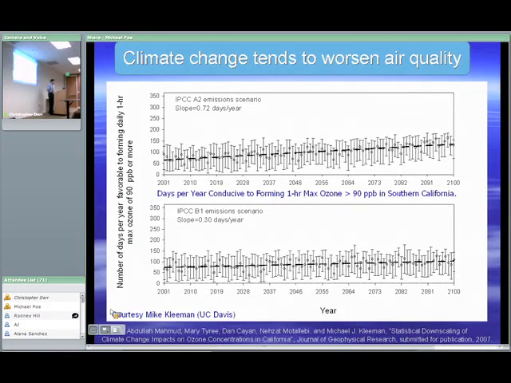This is my last real slide. I'm going to mention air quality. This is a graph of the number of days per year when ozone could be above 90 parts per billion, which is a critical threshold. This is for different emission scenarios, and it happens to be for LA. What this shows is more problems with air quality. This shouldn't surprise you, because you know that air quality tends to be worse on the hottest days. As it gets warmer, we're going to have more and more hot days.